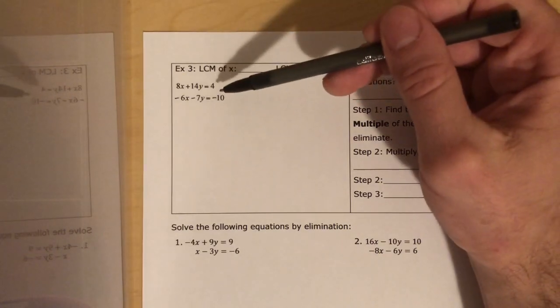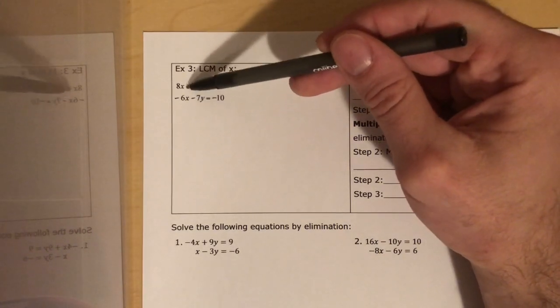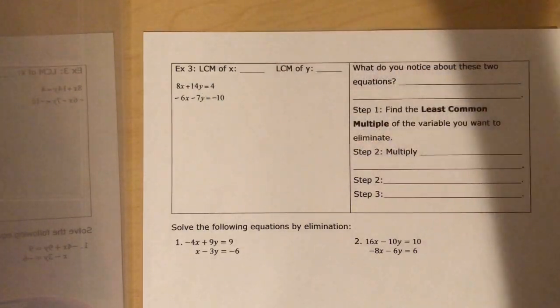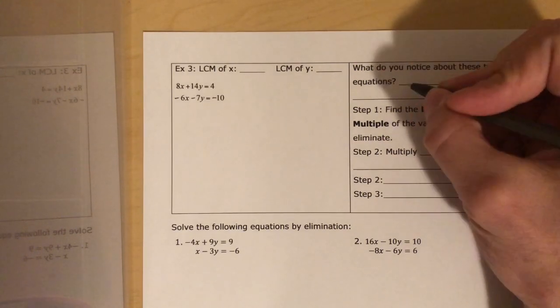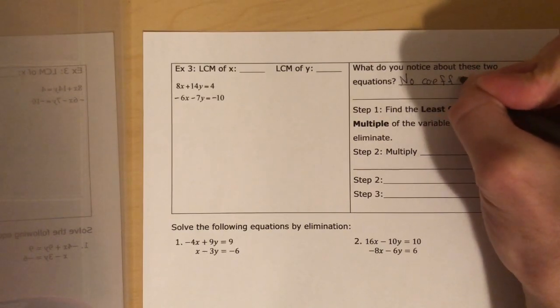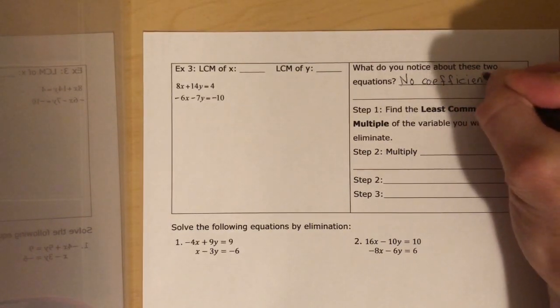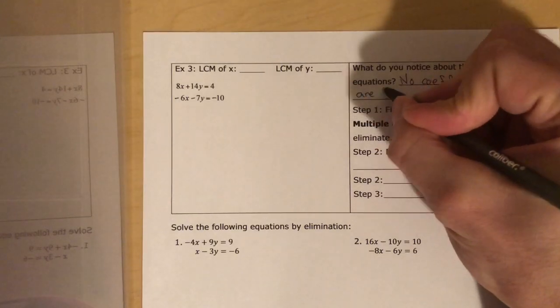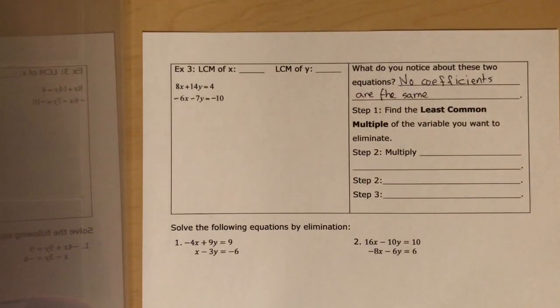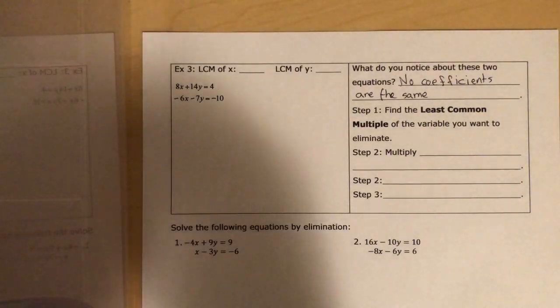But sometimes, like now, the coefficients aren't the same number. So we have 8 and -6, 14 and -7. So what do you notice about these equations? No coefficients are the same. So we can't add them, we can't use the multiply by -1 trick. However, we can multiply by other numbers. It doesn't have to be -1.